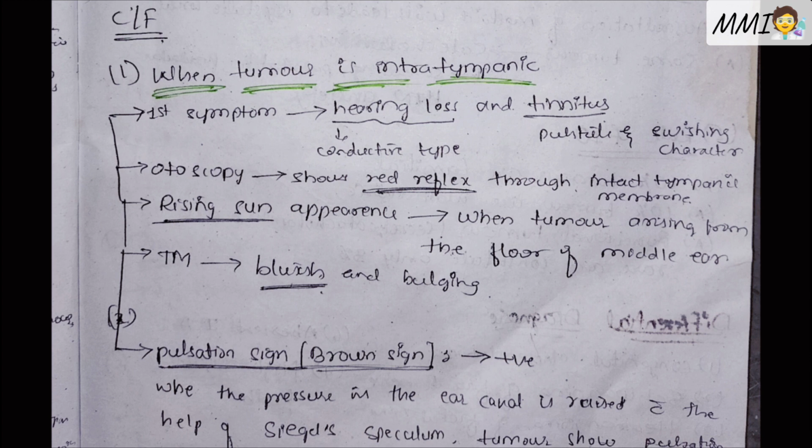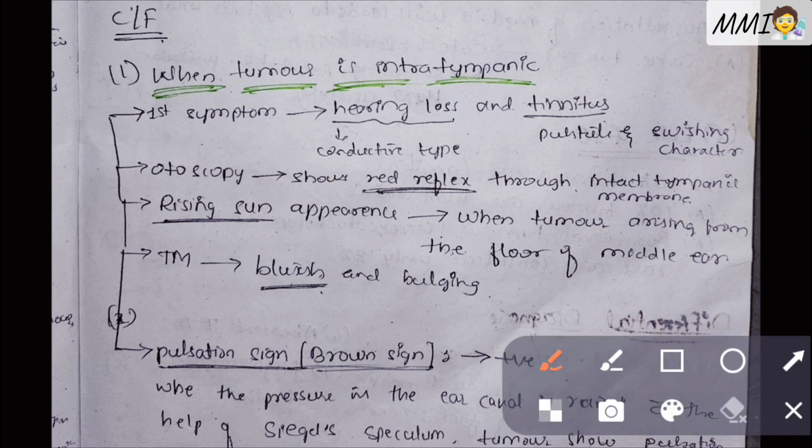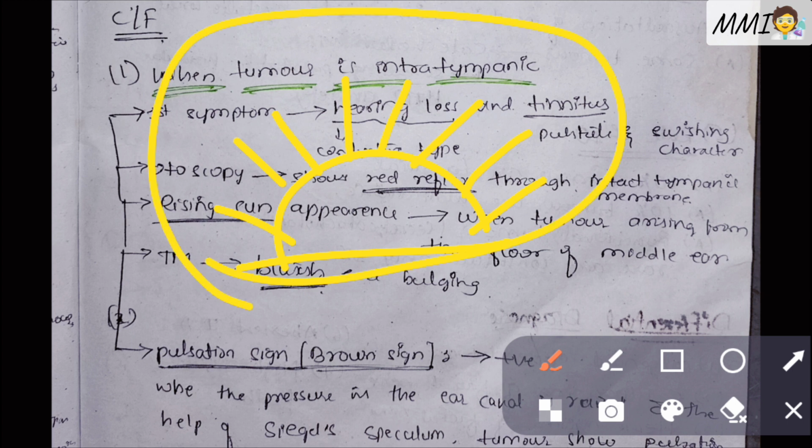Upon otoscopy, you see a red reflex through the tympanic membrane. That is the rising sun appearance when tumor arises from the floor of the middle ear. When you do otoscopic examination, there is rising sun appearance. This is the tympanic membrane, rising sun appearance.